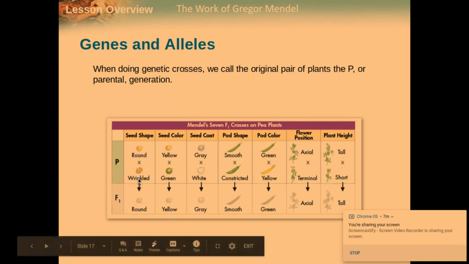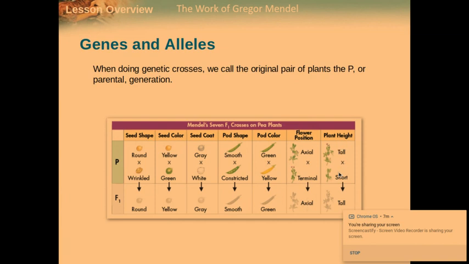When he did this, he noticed that whenever he crossed these two, he got a round. Whenever he crossed yellow and green, he got yellow. Gray and white, he got gray. Smooth and constricted, he always got smooth. Green and yellow, he always got green. Axial and terminal, he always got axial. And tall and short always gave him tall.